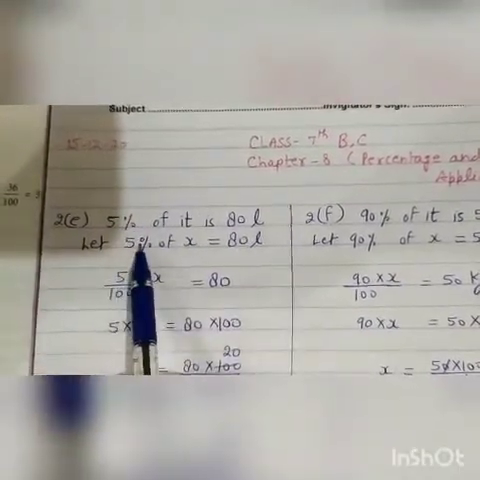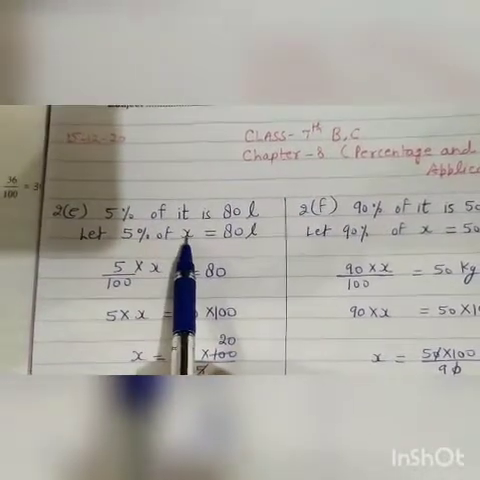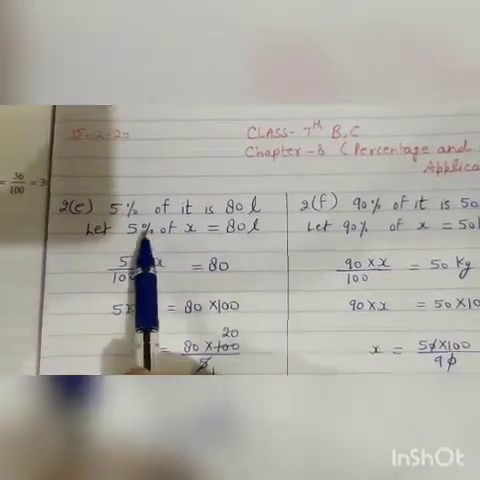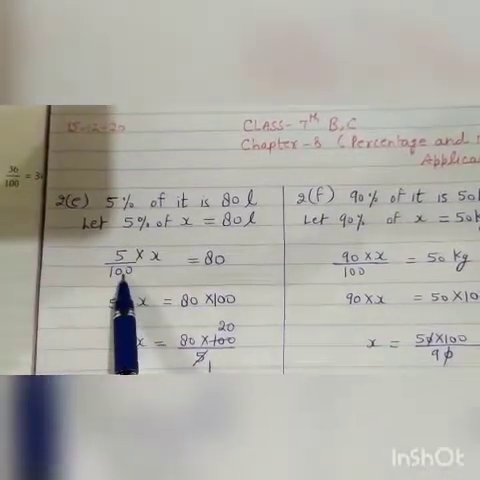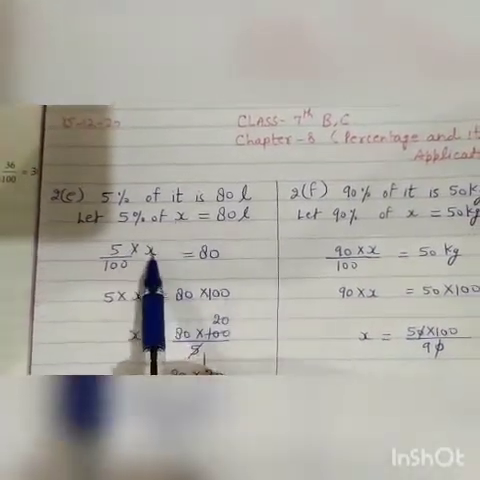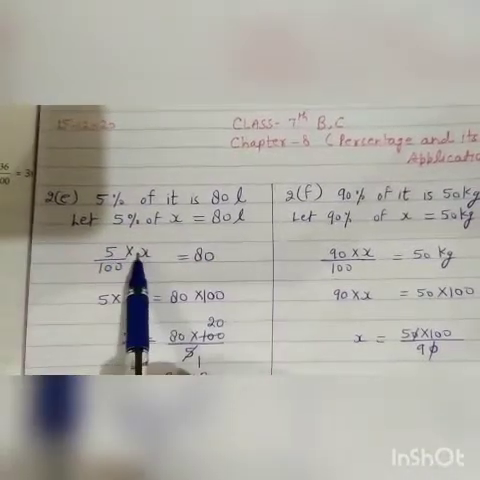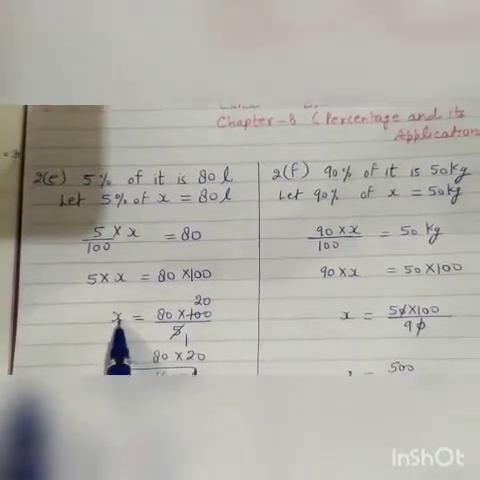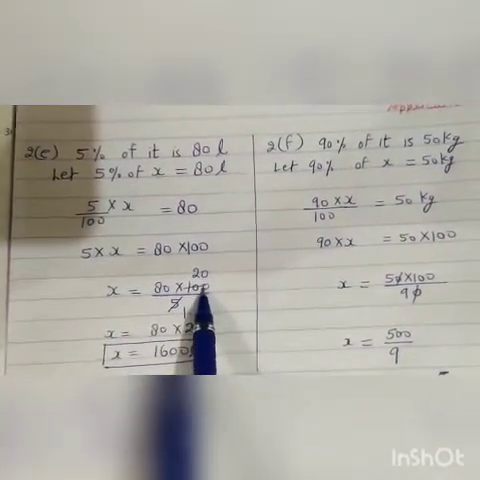Let it be x. We will take it as x equal 80 liter. Then 5% means 5 upon 100. Of means multiply x is equal to 80. 5 into x is equal to 80 multiply 100. Then x is equal to 80 multiply 100 upon 5.